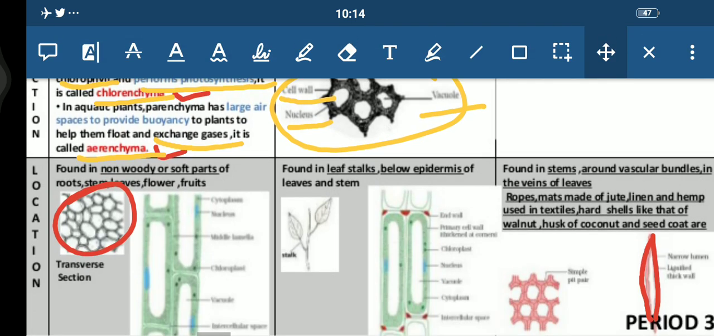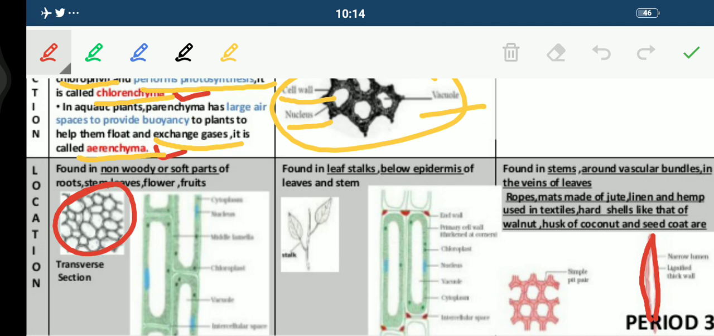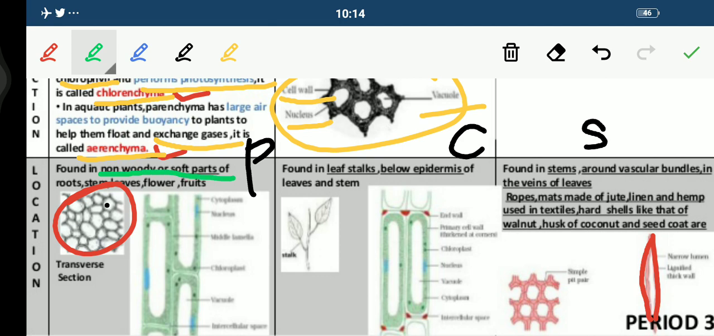Here comes, students, the last thing, that is the location. So we should know where the parenchyma is located, where the collenchyma is located, and where sclerenchyma is located, right? So, very simple. Location of parenchyma. They are found in non-woody or soft parts of root, stem, leaves, flowers and fruit.